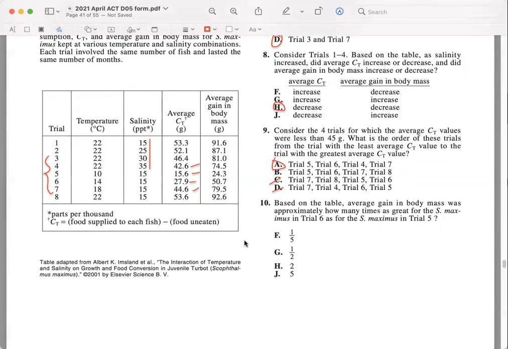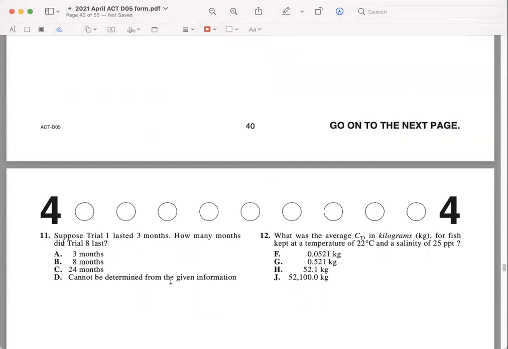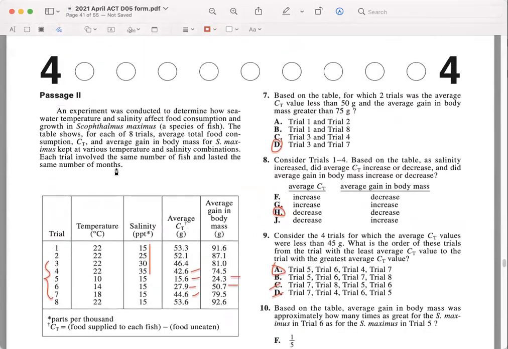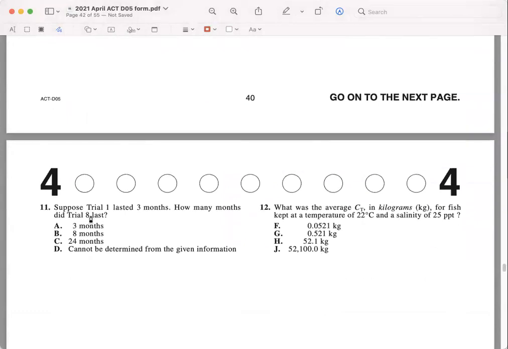Okay. Based on the table, average gain in body mass was approximately how many times as great for the S. maximus in trial 6 as it was in trial 5? So I'm looking at this, was how many times as great as this. So that's approximately 2, right? Because 50 is twice of 25. So I'll take it as 2. So that's, wait, yeah. Suppose trial 1 lasted 3 months. How many months did trial 8 last? So that's 3 months, because it's given very clearly here that they lasted the same number of months. So it would have to be 3 months, yeah.